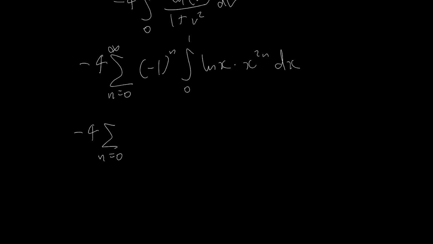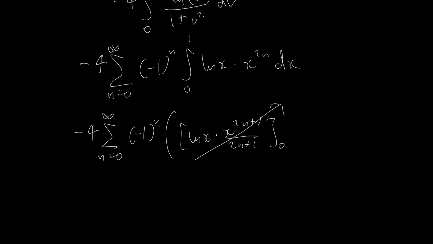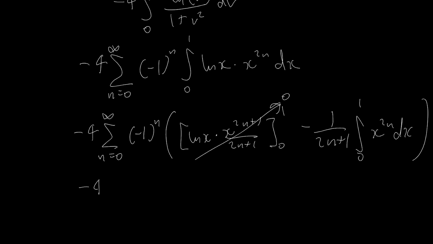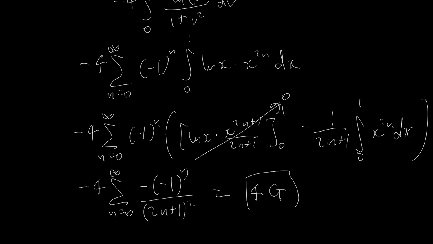So here we can do that integral on the right using parts. So we end up with the series times, what do we have? We have ln x times x to the 2n plus 1 over 2n plus 1, and that's between 0 and 1. And this actually just is 0. And we subtract 1 over 2n plus 1 times the integral of x to the 2n dx. So we can now write this as minus 1 to the n over (2n plus 1) squared, which is minus Catalan's constant, which gives us our answer as 4G.